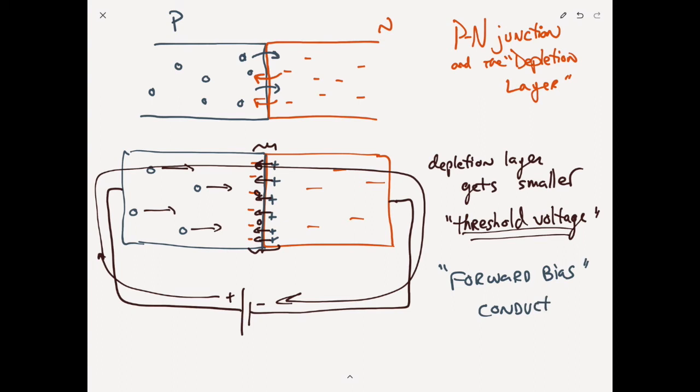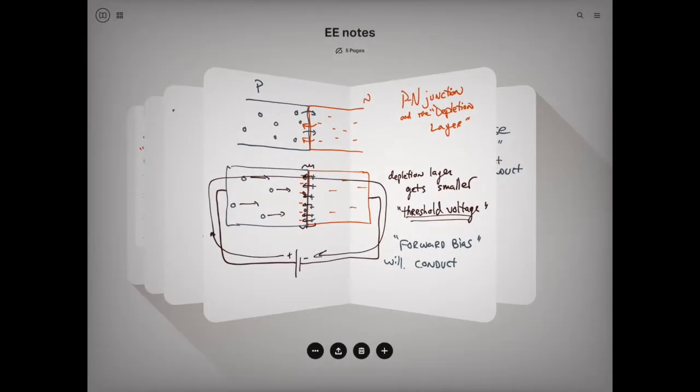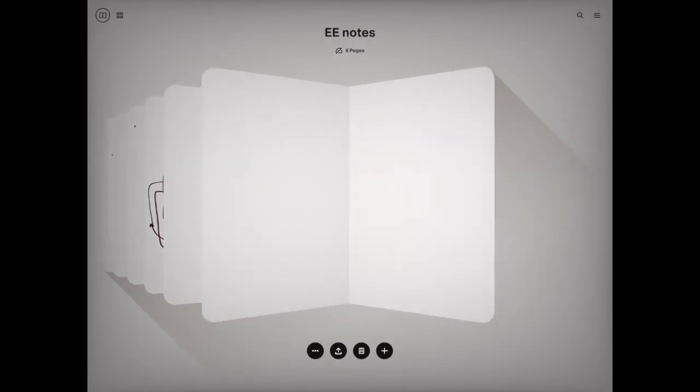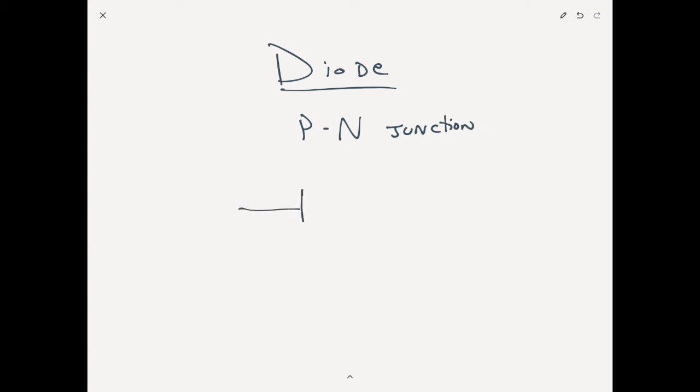And then just finally, the P-N junction is at the core of what we call a diode. A diode is a key element in semiconductors and all electrical engineering. Basically, a diode is a P-N junction. The symbol for it is this.